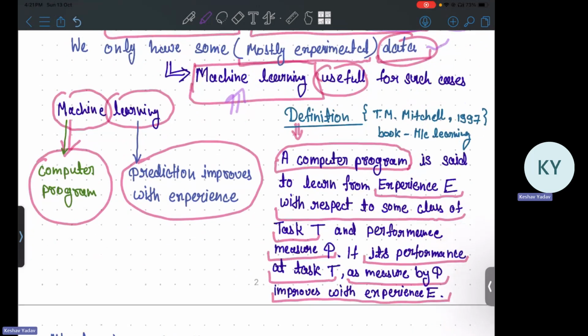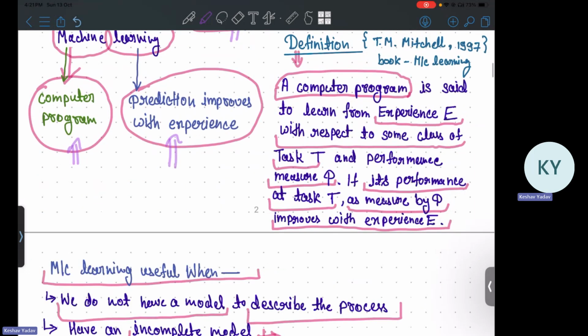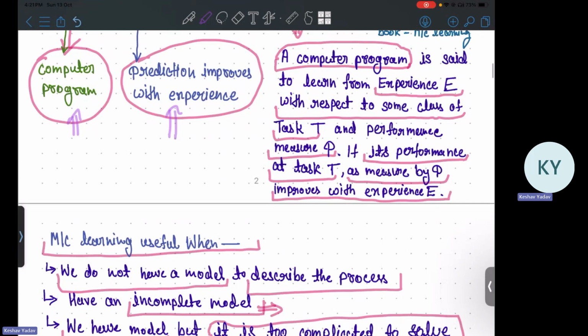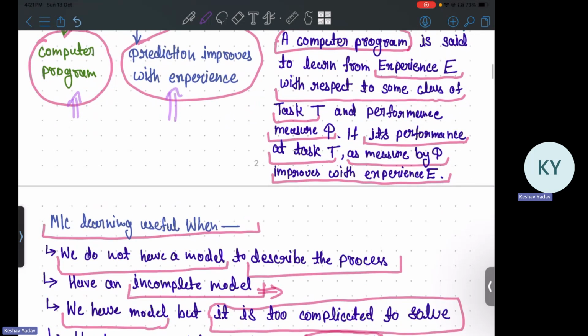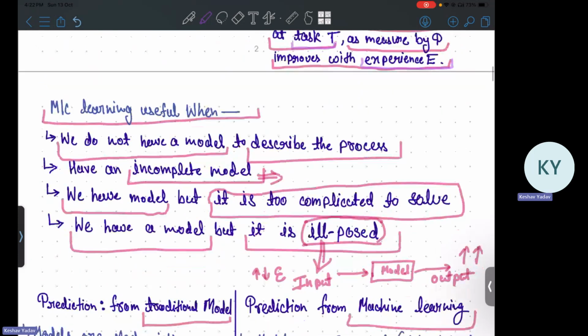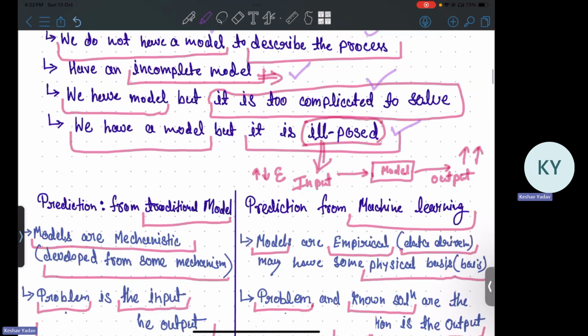So what is machine learning? Machine learning is nothing but a computer program. Machine is computer program, and learning is what? It improves itself. It improves the prediction with experience. So a computer program is said to be a machine learning program if its performance at task T improves with experience E. Okay. So it is desirable when we do not have any model to describe the process, when the model is incomplete, or the model is too complicated, or the model is ill-posed.